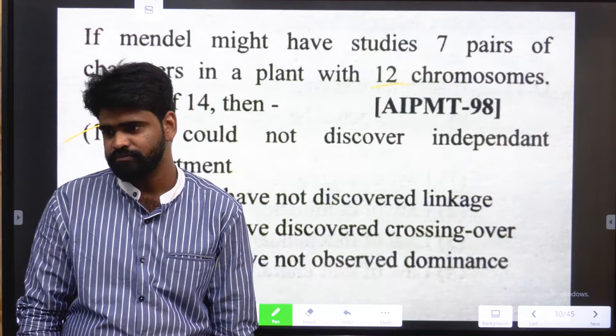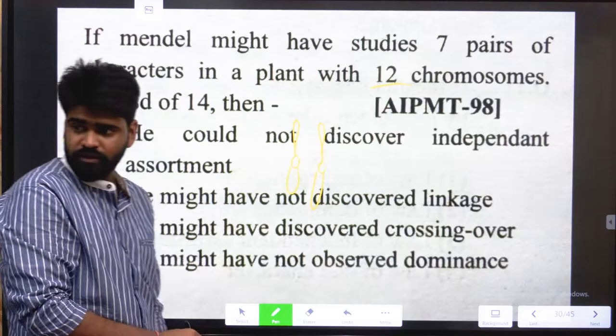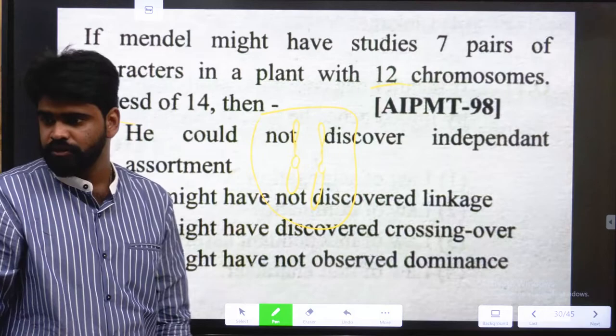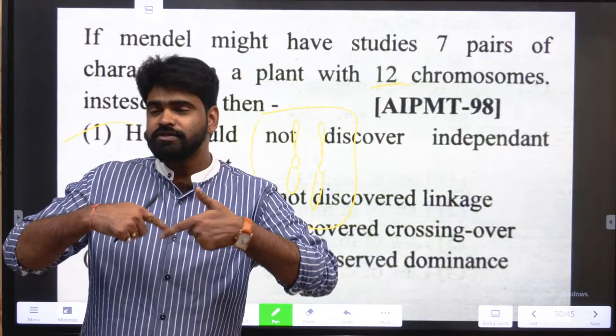Linkage here. Got it? Earlier we had 14 chromosomes, now 2 chromosomes we are deleting. So genes present on these chromosomes must be shifted to the 12 chromosomes present. Now they start showing linkage. Yes or no? That is correct. Option A is correct, but option C also makes sense, that he might have discovered crossing over. How is he able to see that?